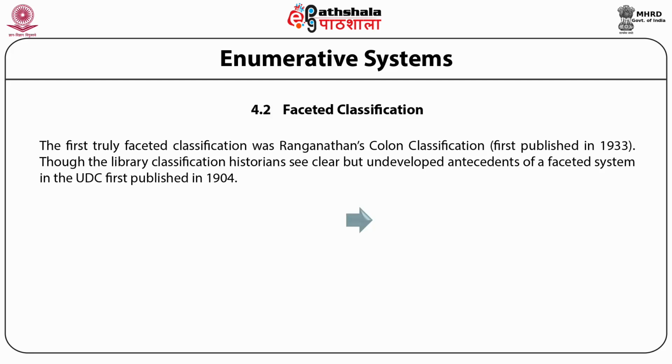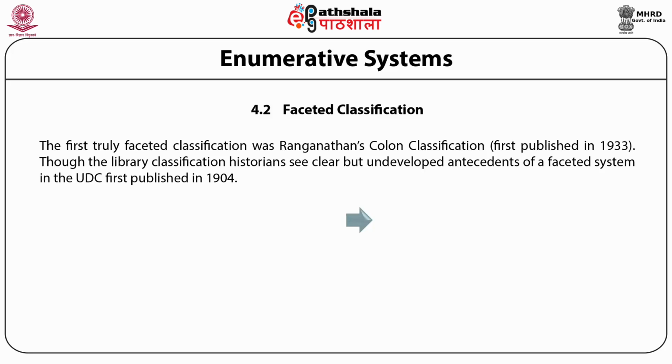Though some library classification historians see clear but undeveloped antecedents of a faceted system in the UDC first published in 1904. Some people believe that UDC was the first faceted classification system, but it may be noted that UDC of course allowed synthesis, but the subjects were mostly enumerated. They were not divided into facets as Ranganathan did.